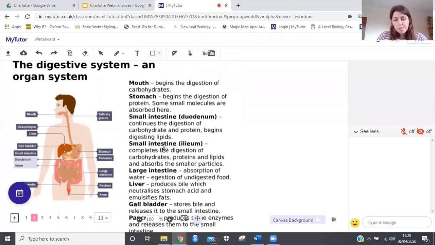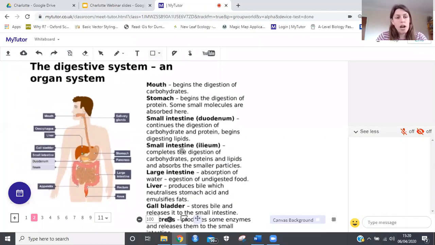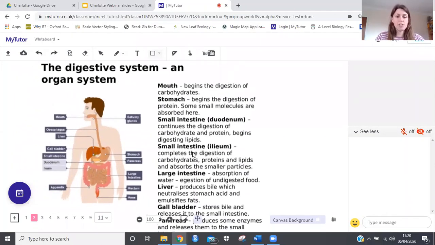Okay, so we're going to have a quick look at our digestive system itself. Our digestive system is an example of an organ system. It's lots of organs all working together. So we start by taking food into our mouth, we're at the top, and there we mix the food with our saliva, and this begins the digestion of carbohydrates.